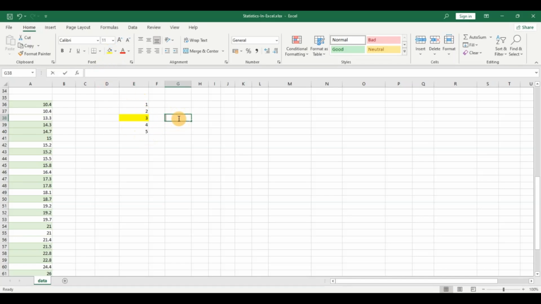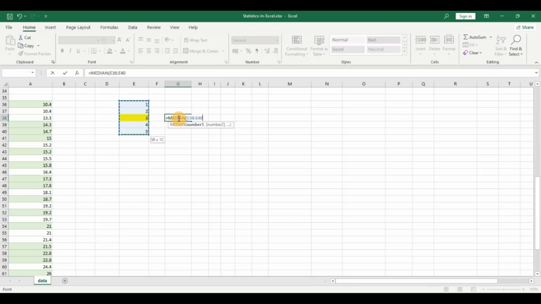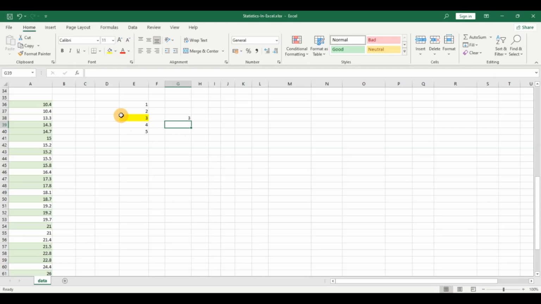If I do this median function and select this, you can see the median is 3. So the median splits your data. We can see we have 2 data points above and 2 data points below. The formula for calculating the median is n plus 1, where n is the number of samples, so 5 plus 1 divided by 2, and that value splits the data.